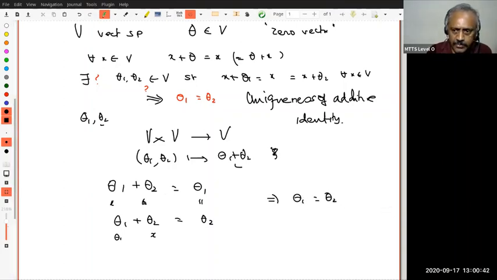Please go through the proof. How the function enters the picture is usually not explained in textbooks. So please go through, review, and then proceed.